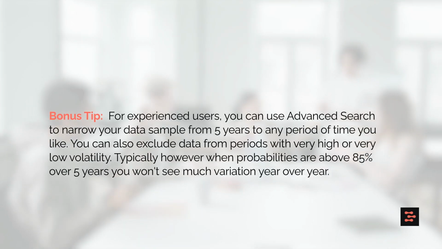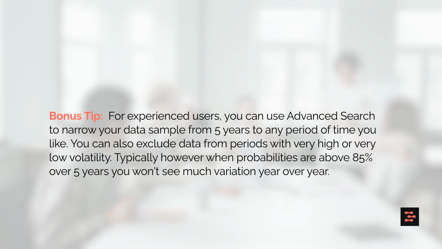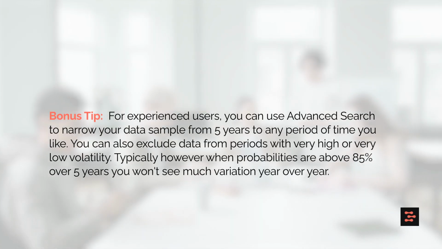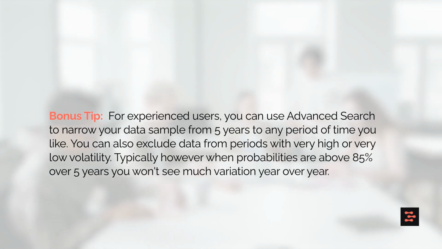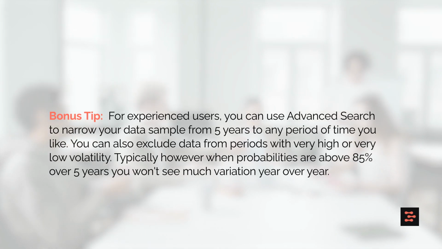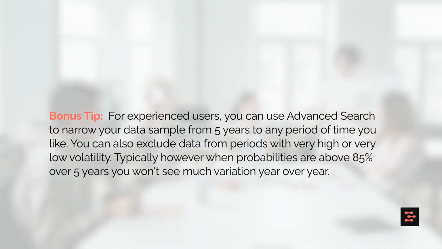And here's a bonus tip. For experienced users, you can use advanced search to narrow your data sample from 5 years to any period of time you like. You can also exclude data from periods with very high or very low volatility. Typically, however, when probabilities are above 85% over 5 years, you won't see much variation year over year.